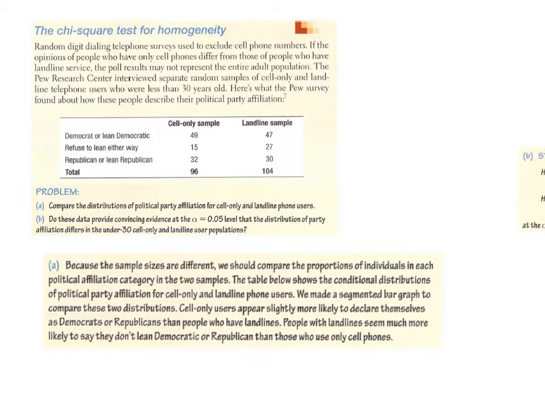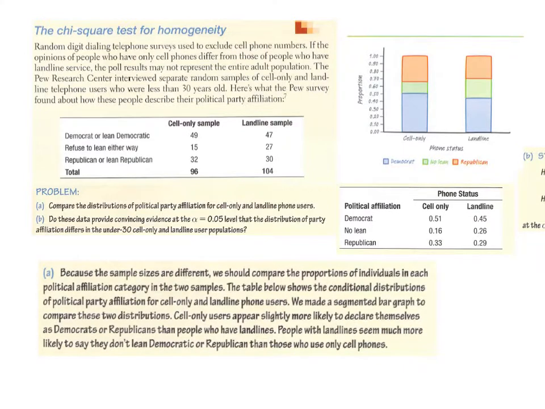So we would go ahead and calculate our conditional proportions, conditional distributions. And when I calculate those distributions, I get this table here. The table shows us our conditional distributions for the political party affiliations. This time they made a segmented bar graph so that they could look at and try to compare these.